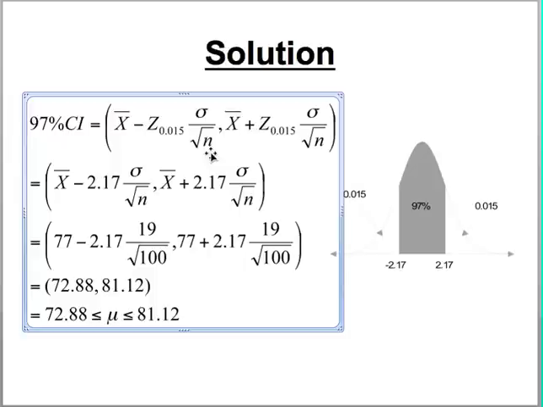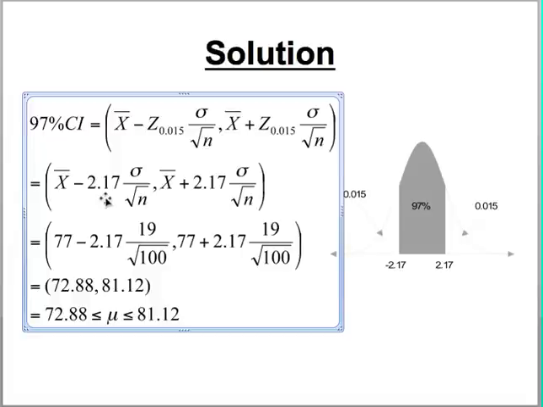Now, when you go to the tables and you look in the body of the tables, the normal distribution tables, that's table 3 in the course manual, it will correspond to a Z value of 2.17. So here you'll see that 97% confidence corresponds to a critical value of 2.17.